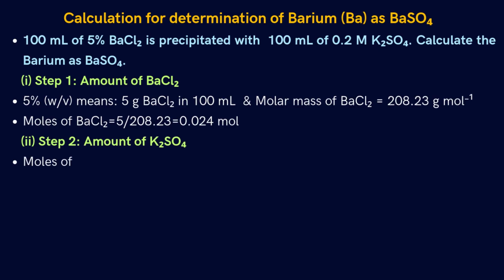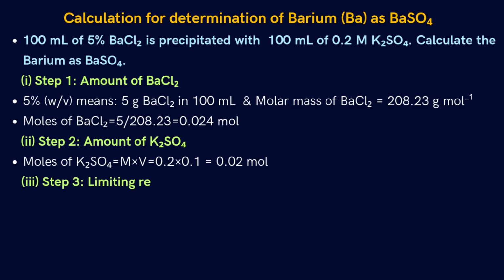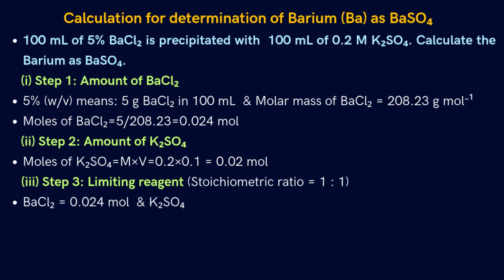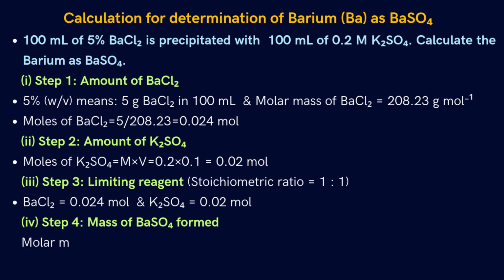Second step is the amount of potassium sulfate. Moles of potassium sulfate is equal to molarity 0.2 times volume of solution 0.1, which is equal to 0.02. Third step is the limiting reagent, stoichiometric ratio is 1:1. Then the amount of barium chloride will be 0.024 mole and potassium sulfate will be 0.02 moles.